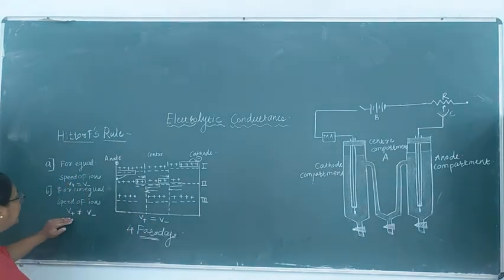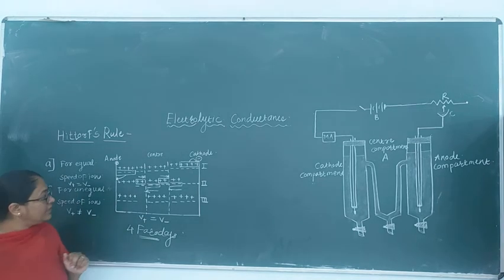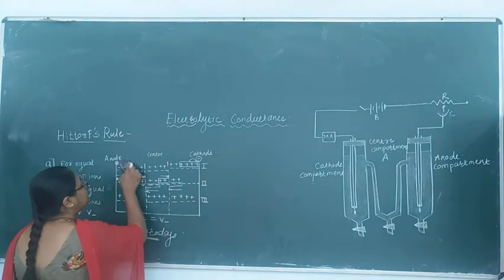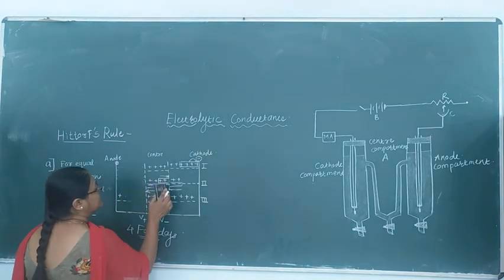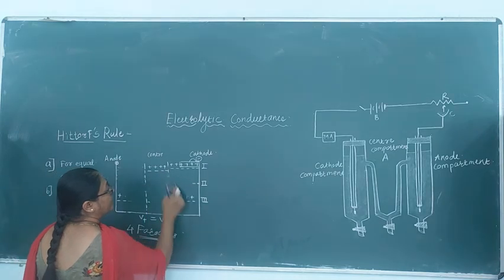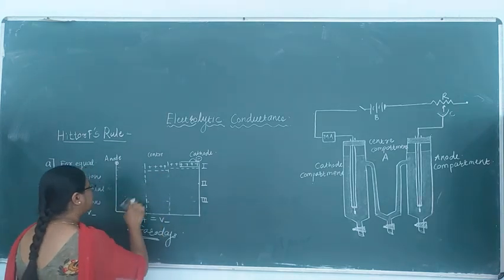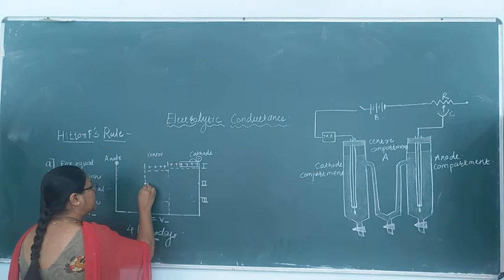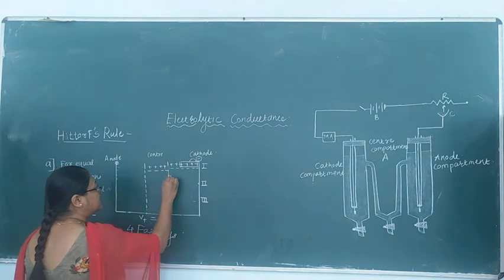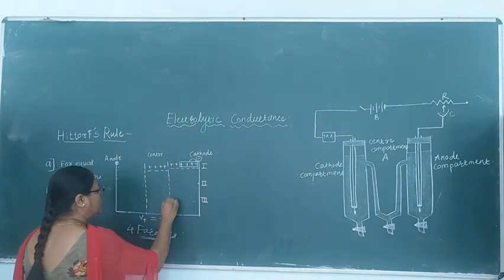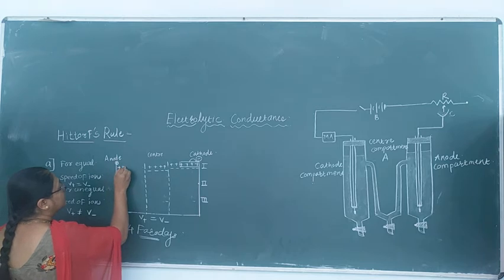Let's consider the second case now, for unequal speeds of the ions. Again, the same cell we have considered. A similar number of negative and positive charges are there. The cathode contains 6 of each, as well as the anode contains 6 of each.